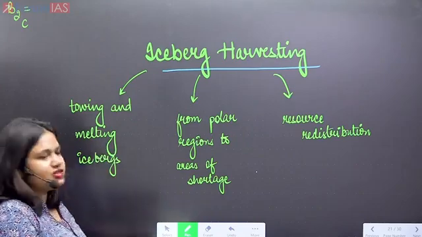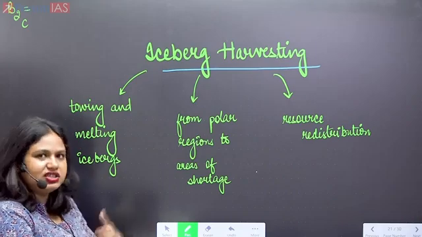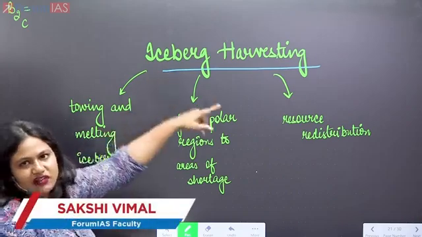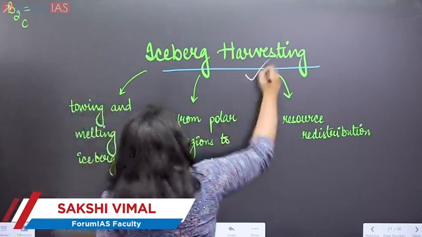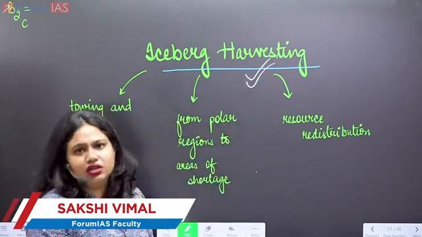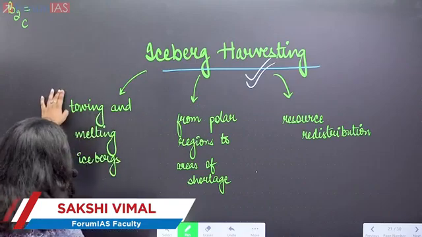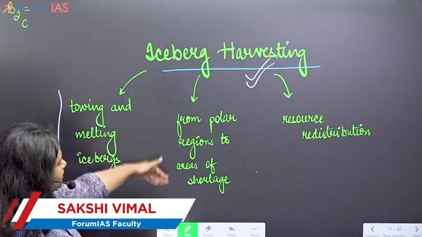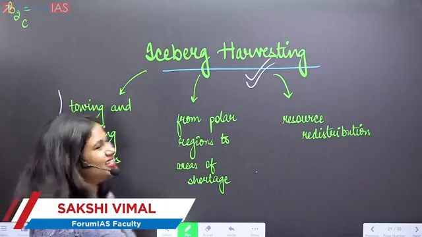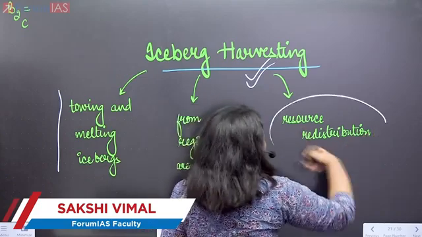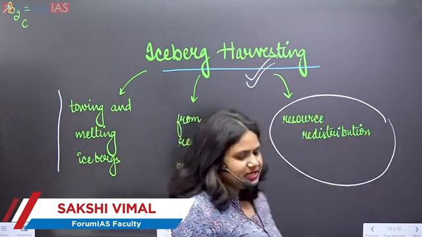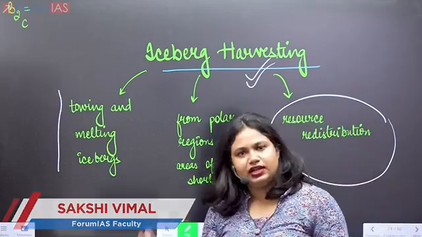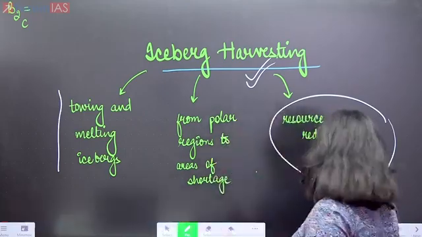The technology aspect of it is the fact that our logistics can now be strong enough. So the development is not for the iceberg, but for harvesting. So it is a harvesting technology, how and where we can use the water. It involves towing and melting icebergs from polar regions to areas of shortage, and it is essentially a method of resource redistribution. Please keep in mind the keywords that I'm giving you, they are helpful in embellishing your content. It makes for a stronger answer.